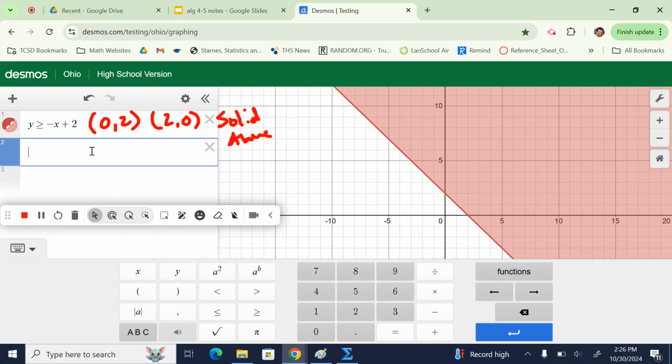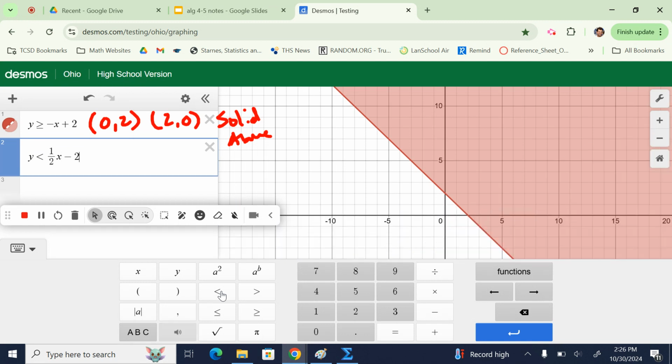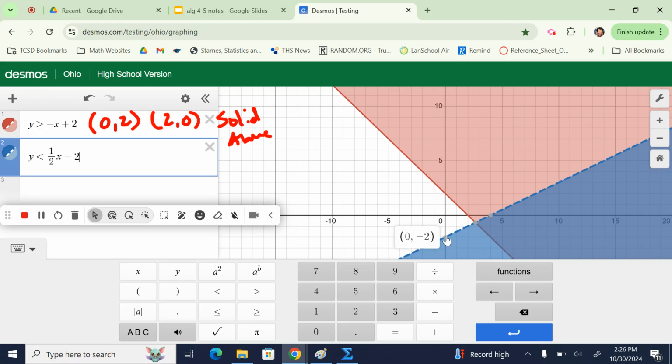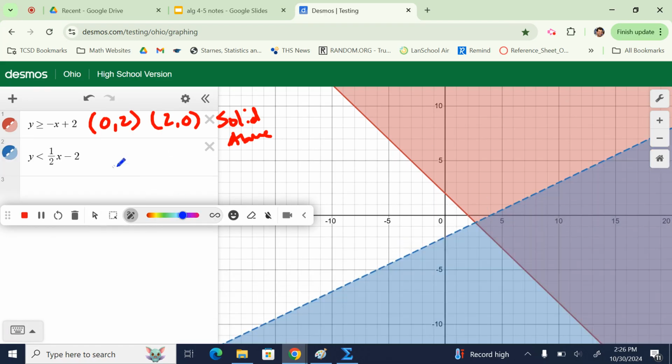And again, I changed it, so please make sure you change it, right? Y is, now the less than is right here. You could also use your keyboard for the less than. 1/2 x minus 2. Okay, and if I take a look here, click on the blue, 0, negative 2, and 4, 0. So I'm going to use for my blue, 0, negative 2, and 4, 0. And notice the type of line you're using here. Now we're using a dashed line. So this is a dashed line, and we're shading below.